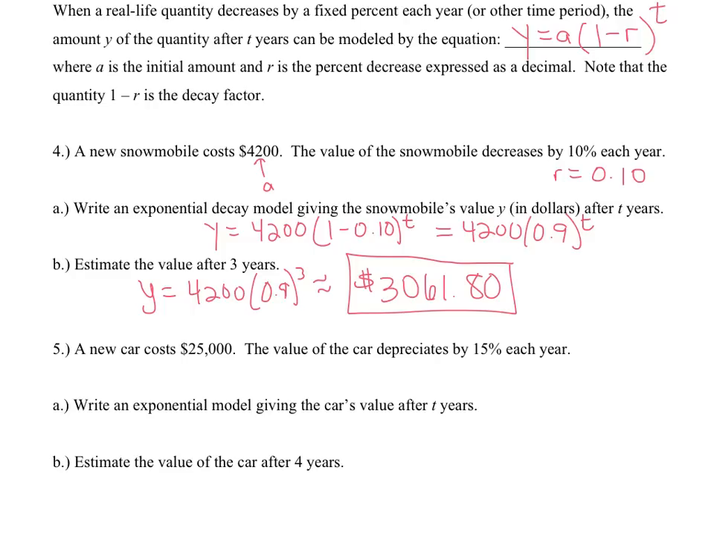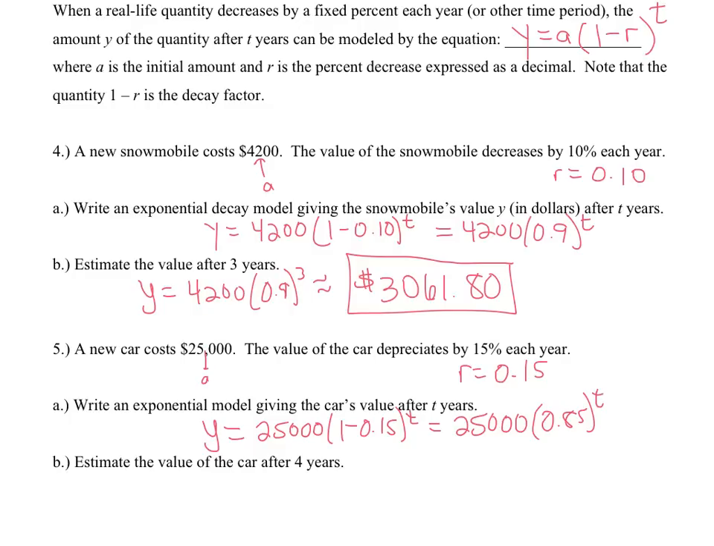So a new car invests $25,000, meaning that's your initial value. The value of the car depreciates by 15% each year, meaning that r is 0.15. So the exponential model giving the car's value after t years, well, it starts at $25,000. It's decreasing by 15% each year, so it's 1 minus 0.15 to the t power, or 25,000 times 0.85 to the t power. So you only keep 85% of its value every year.